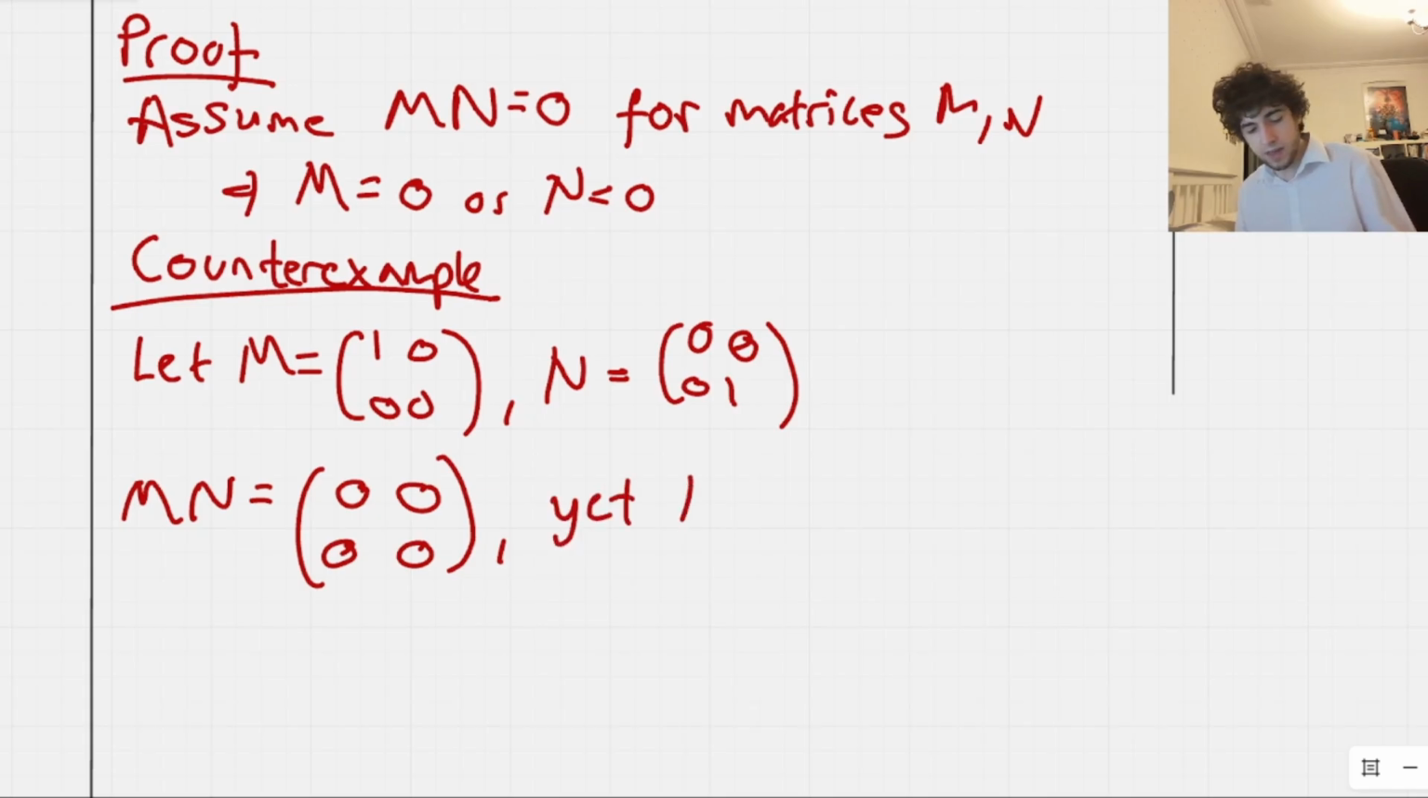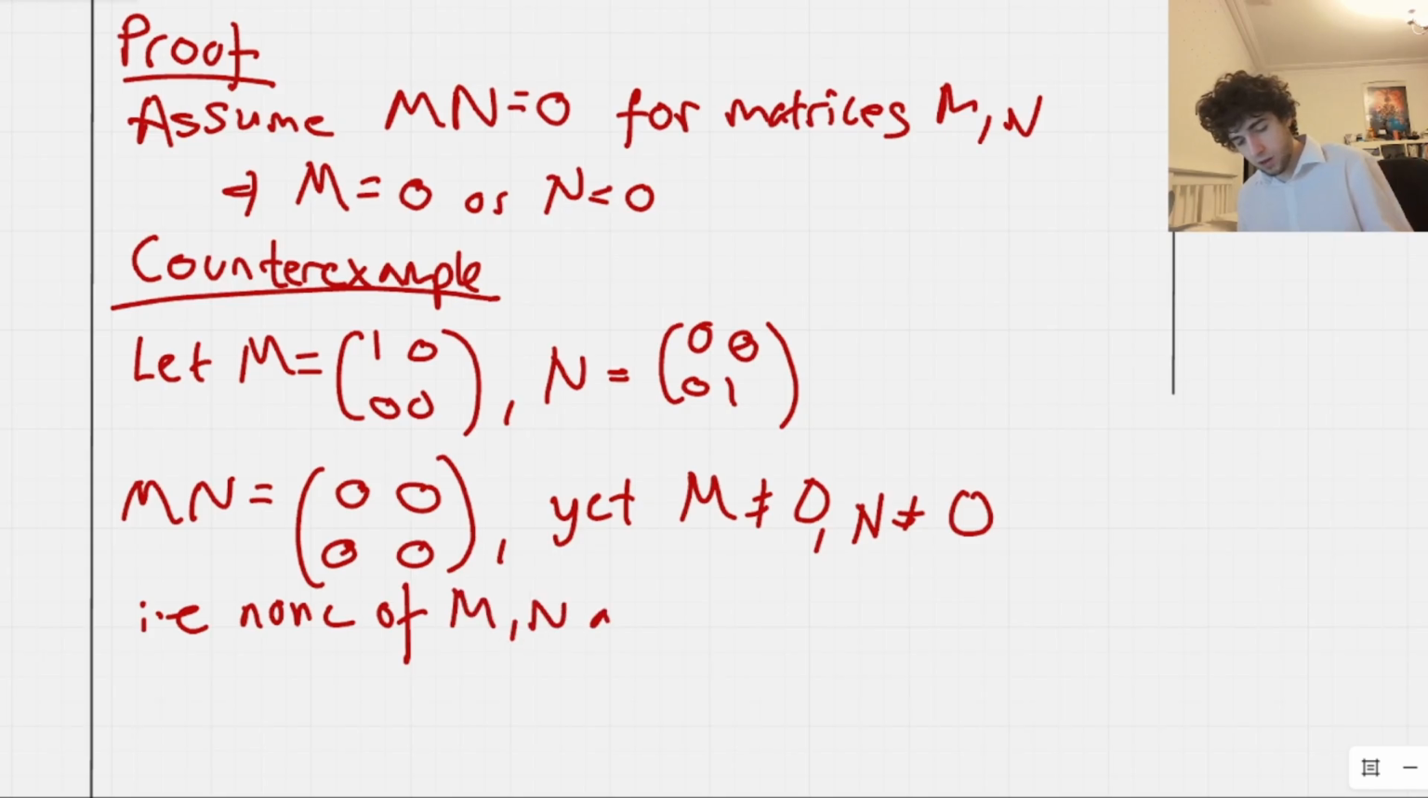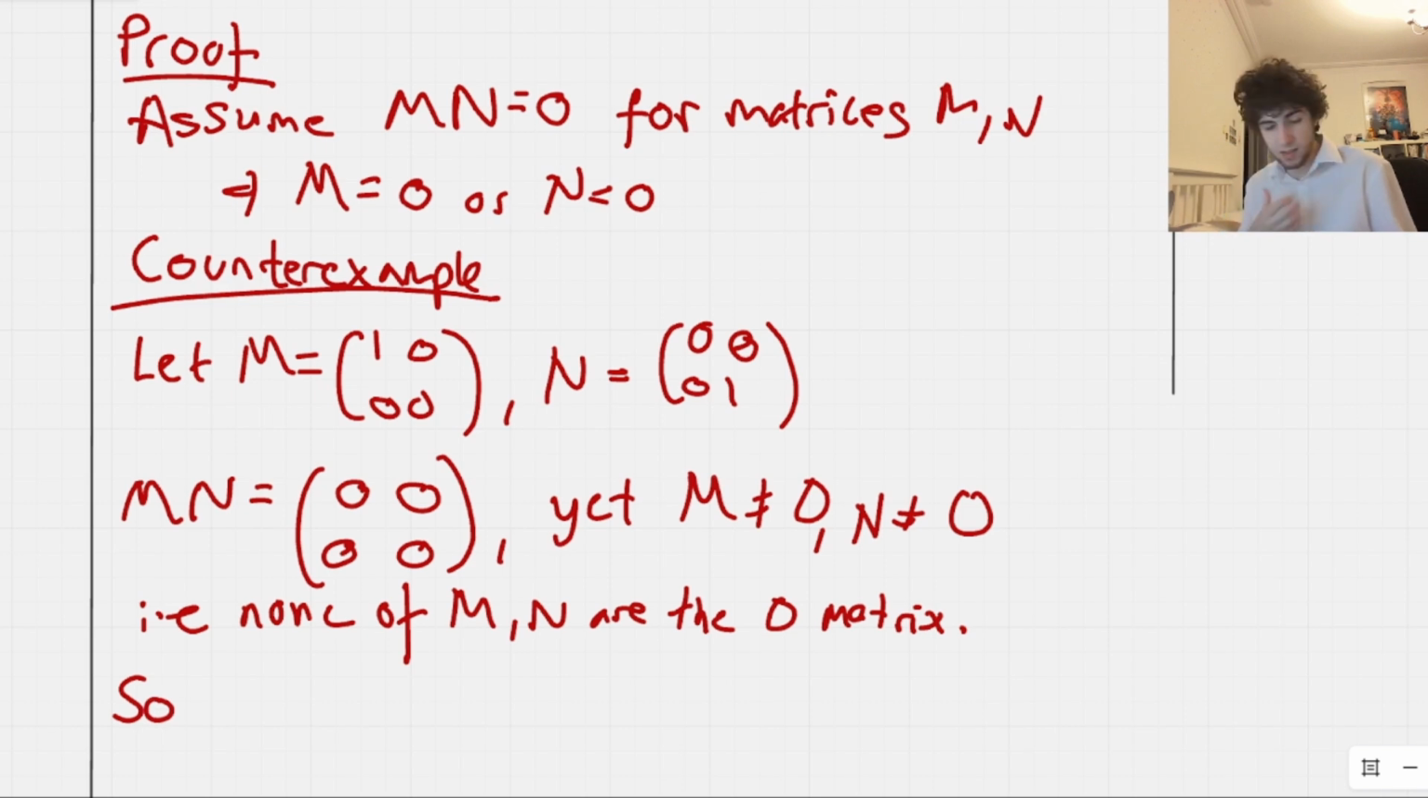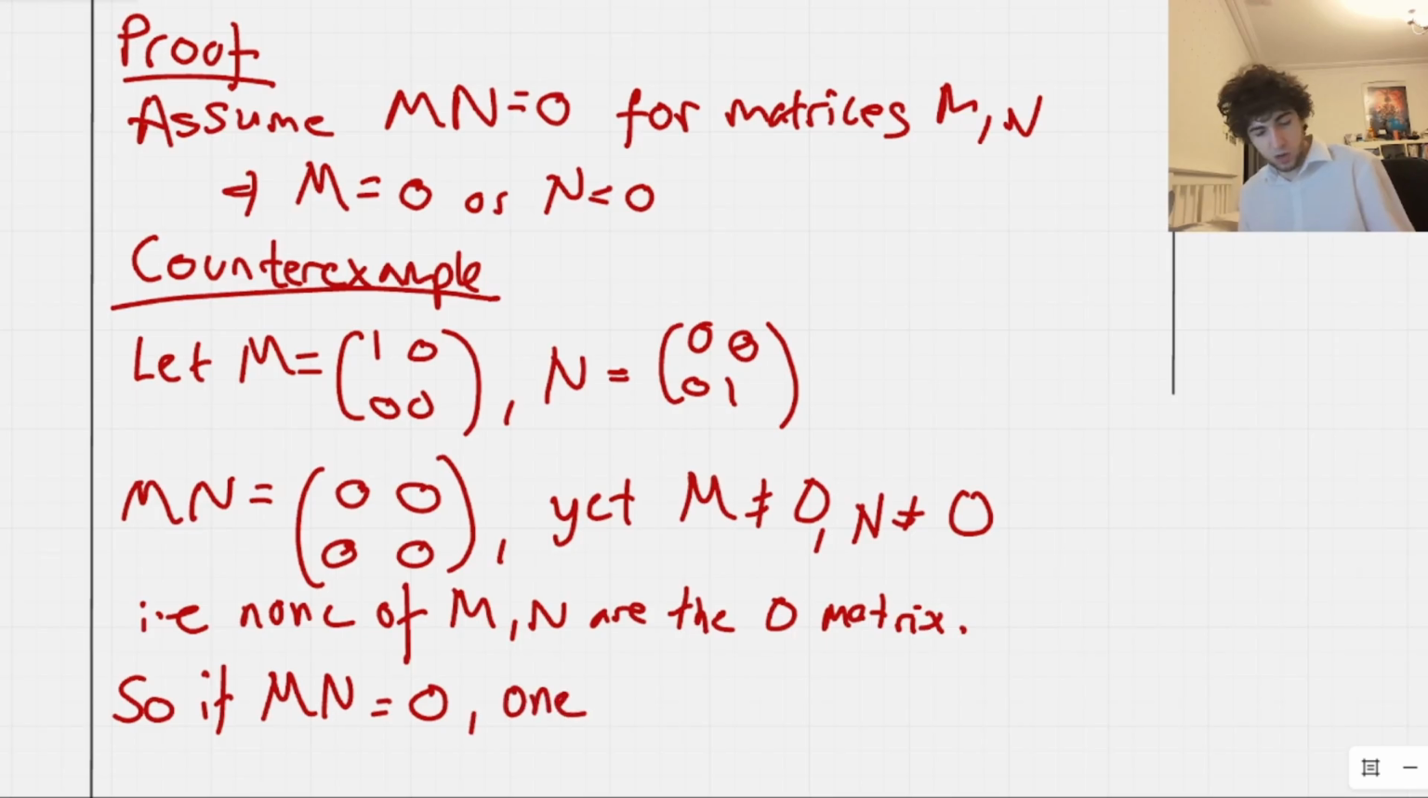Yet, the most important fact is that neither M nor N is the zero matrix, okay? Right? So none of M or N are the zero matrix. So actually, what we assumed is false, right? So if MN equals 0, one cannot conclude. So if the product of the matrices is the zero matrix, that's what I really mean here. It's slightly informal, but that's what I mean.